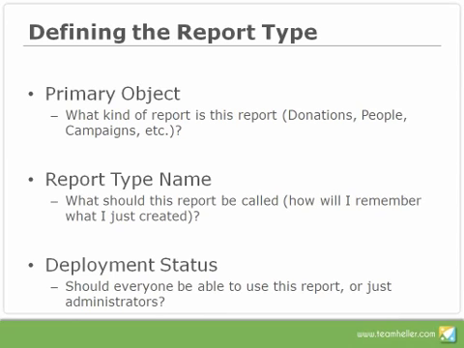In this step, you're going to choose the primary object, the report type name, and the deployment status. The primary object means really what's the nature of the information that you're going to get out of this report. So, for example, are you primarily getting information about a donation or about a person or about a campaign or some other object? The report type name, self-explanatory. What am I going to call this report and how will I remember what I just created? Very important. The last is the deployment status. The question there is, should everyone be able to use this report type or just administrators? See how this looks in the wizard.